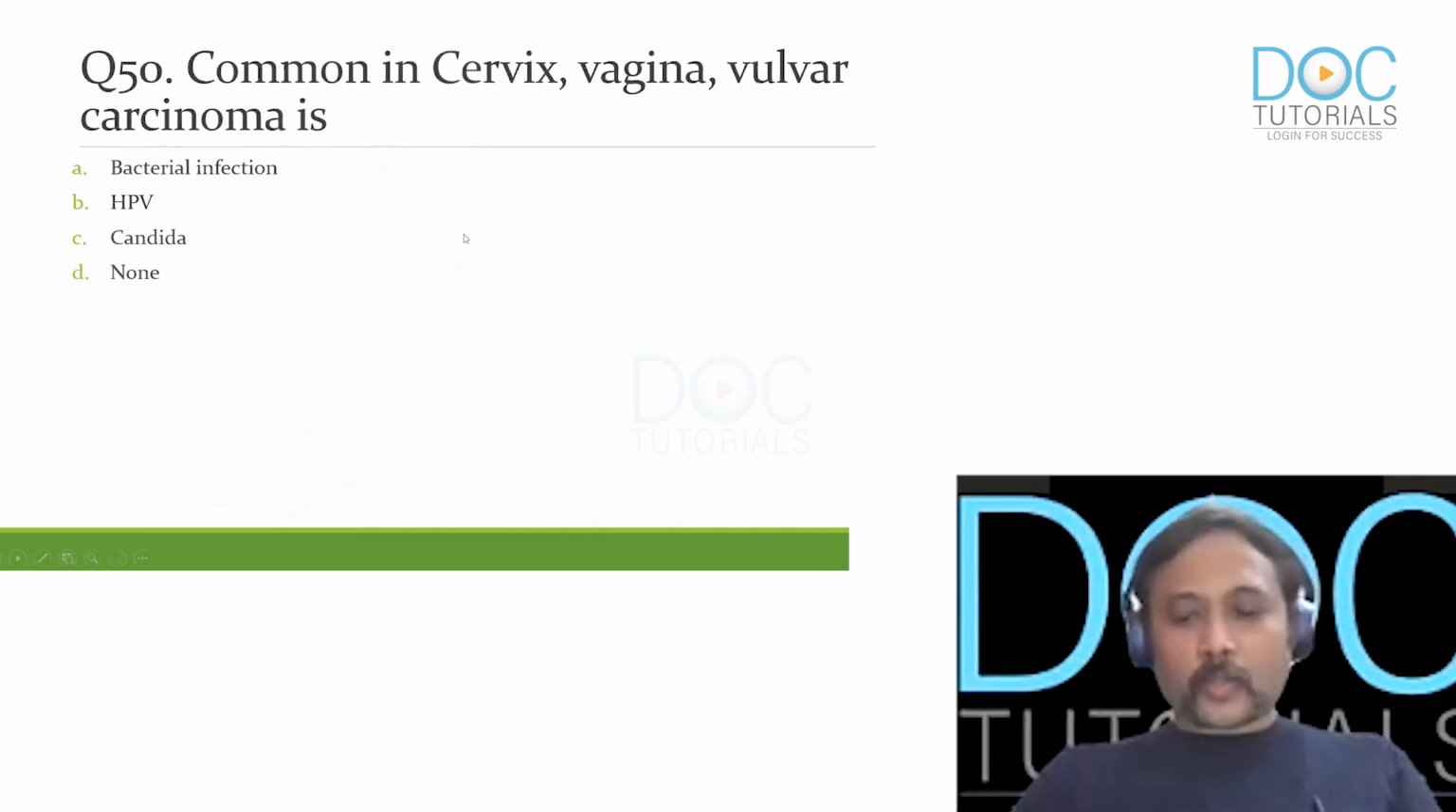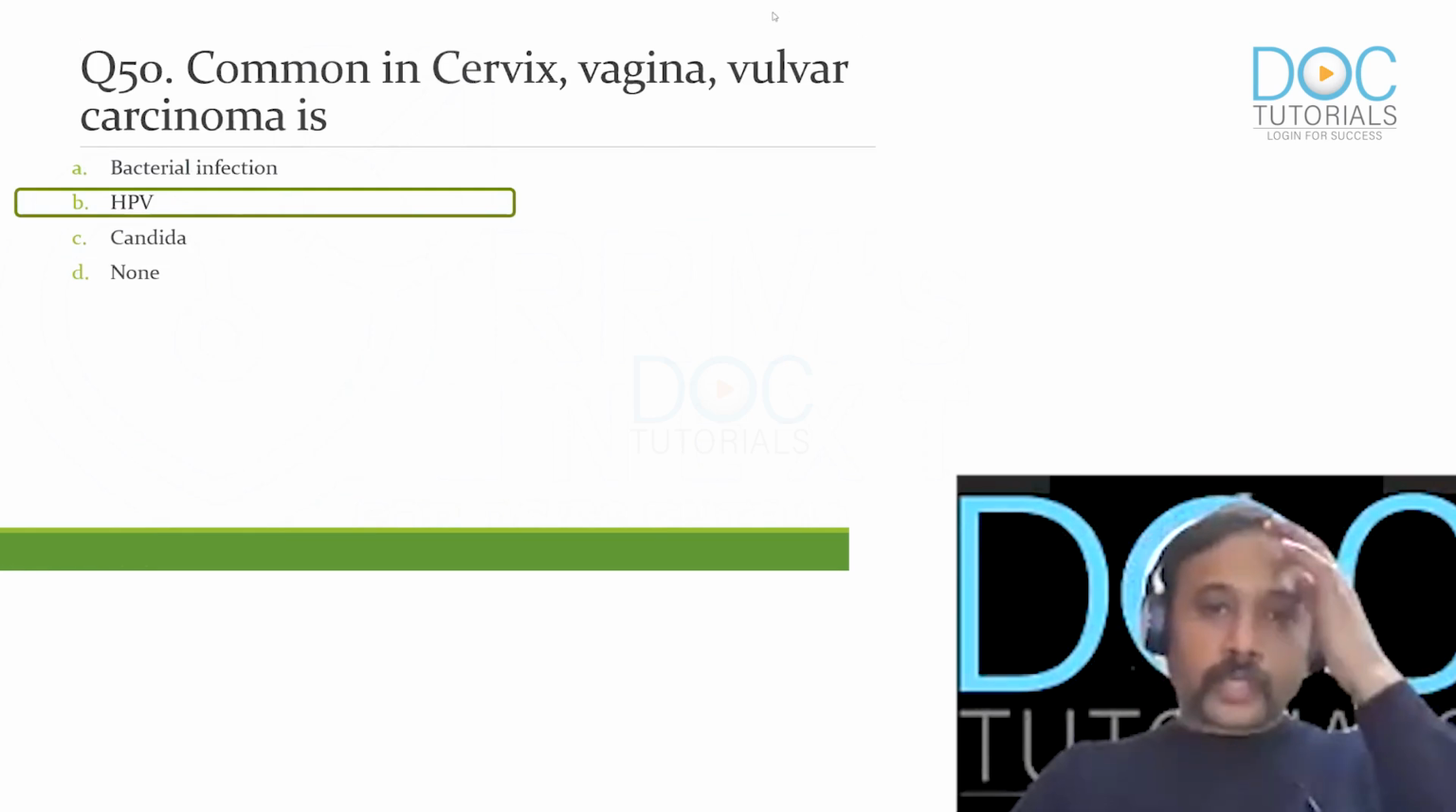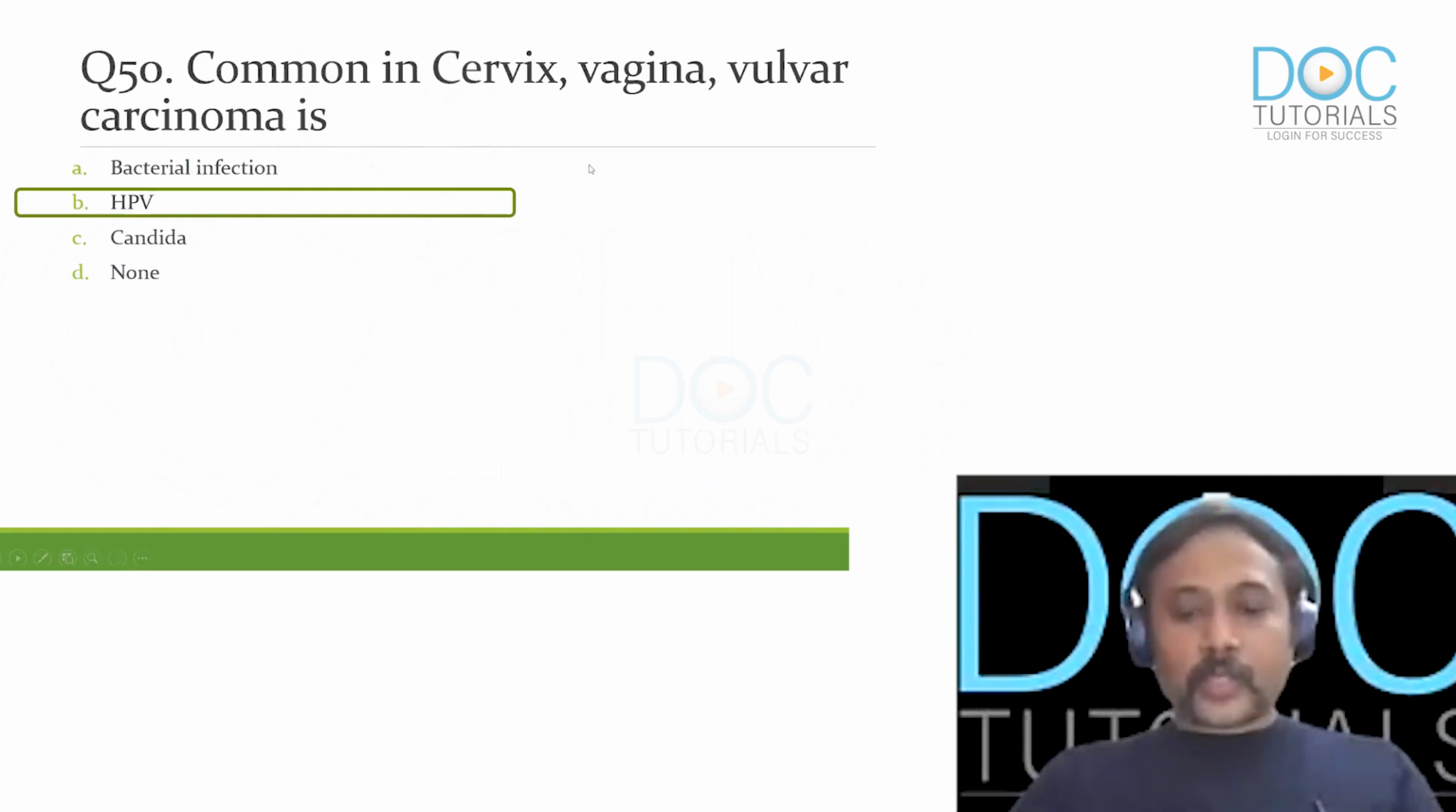Which infection is common? This is, I think, a straightforward answer that most of you will be aware of. It is HPV. So which subtype, and what is the percentage of HPV that is going to be the one which is important? So what is the HPV percentage in cervical cancers?